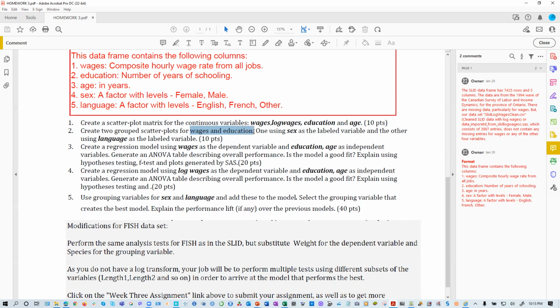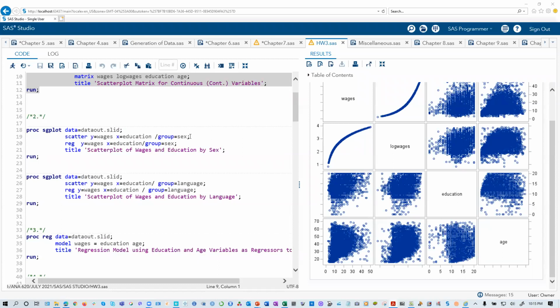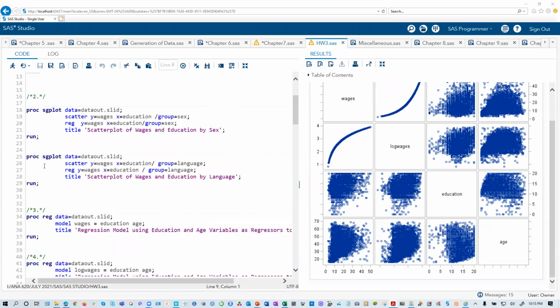Be very careful. These are the 2 variables that should be in the scatter plot. It's a scatter plot, not a scatter matrix. These 2 only, wages versus education, but grouped by gender as well as language. So a scatter plot of wages and education grouped by gender, with a regression line drawn for it, and in a similar fashion, wages and education grouped by language. All of these we can run at the same time.